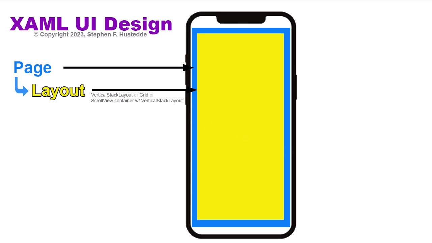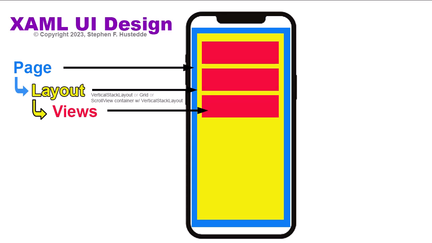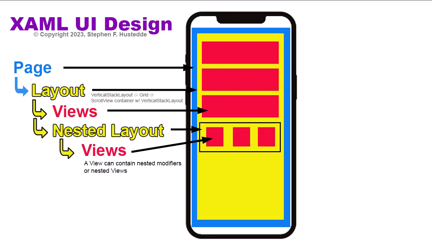That layout then can contain views, and the views are the objects or controls that our user interacts with or provides the input and the process and the output. That layout can also contain nested layouts, which then contains views. So we might have a vertical stack layout that contains a horizontal stack layout, and that horizontal stack layout contains views. Now, views can have nested modifiers as well, and some views are containers, such as a frame or scroll view that might contain other views.